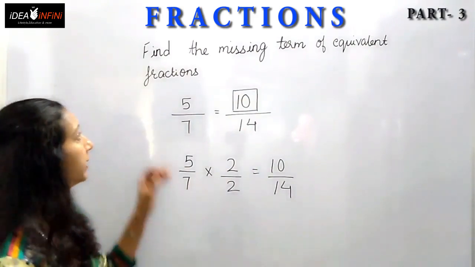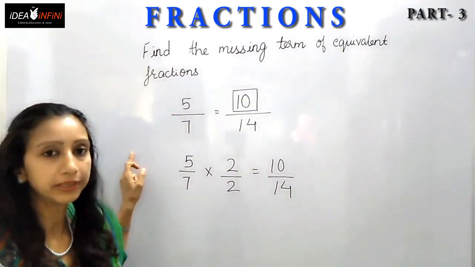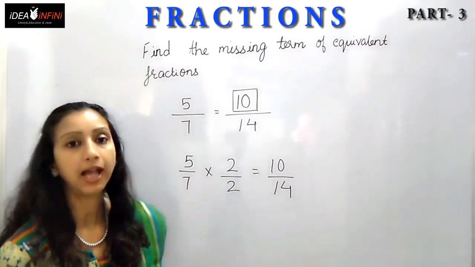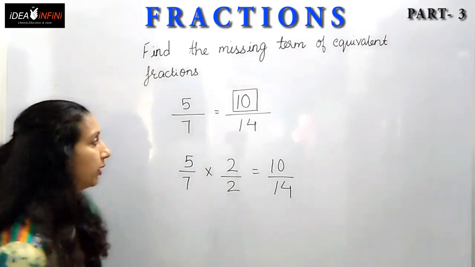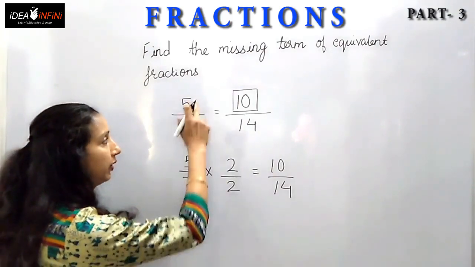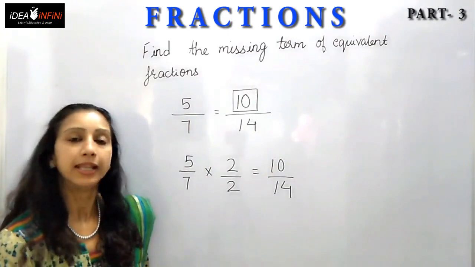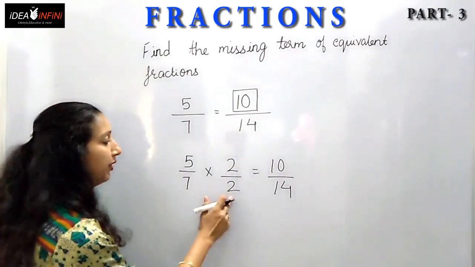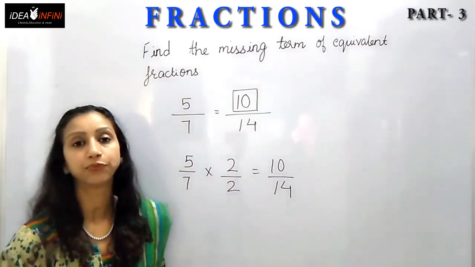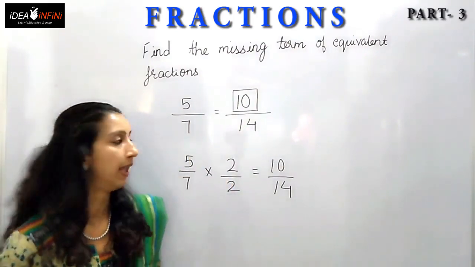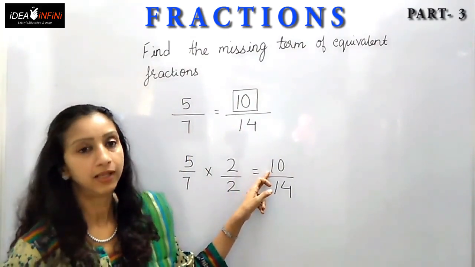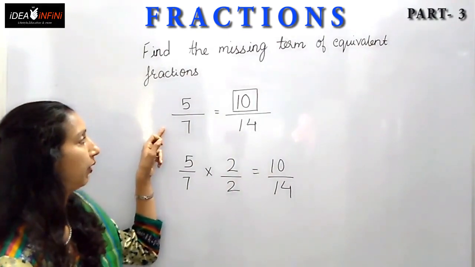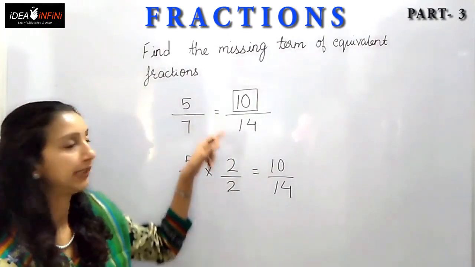Once again I repeat, it's been given, find the missing term of the equivalent fractions. These 5 by 7 and dash by 14 are mentioned as equivalent. So that means whatever the numerator or the denominator has been multiplied with, it's the same quantity. Here 14 divided by 7 gives me 2, 7 into 2 is 14. So definitely I have to multiply the numerator with 2, and 5 into 2 I get 10. So this is how I get the equivalent fraction and the missing number of the equivalent fraction. 5 by 7, 10 by 14.